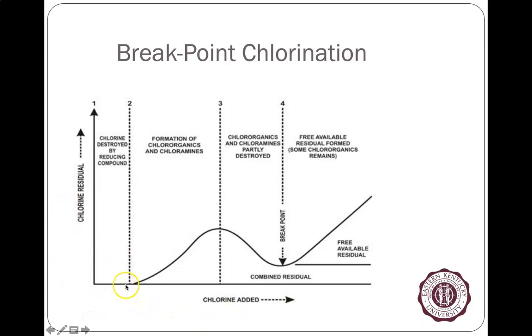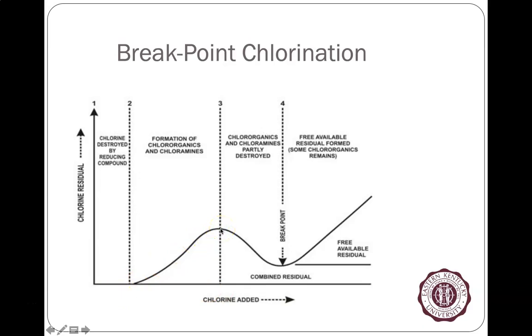But if you add chlorine when there is stuff in the water, and I call it stuff, I'm talking about some types of reducing compounds. We'll talk more about them. It could be natural organic matter. Stuff that we probably don't want in the water that we'd hope to get out of through sedimentation and filtration steps. But as we add chlorine, we'll see this formation of chlororganics and chloramines.